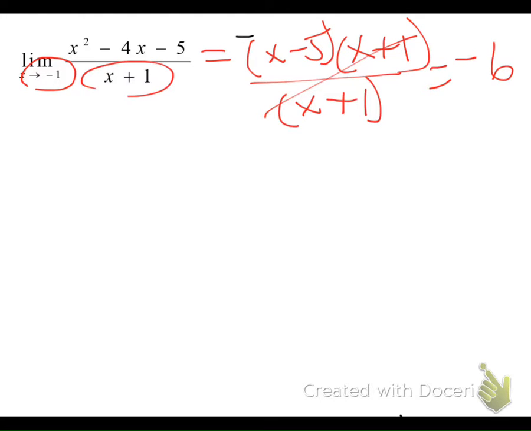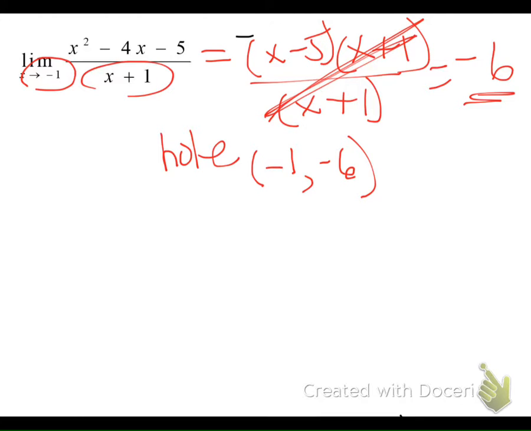So, what does that mean? The answer to the question is negative 6. Graphically, it means that when x was negative 1, there's a hole at the point negative 1, negative 6. How do I know there was a hole? Because I had to cancel. Okay, when you cancel that factor, it means division by 0 would have happened. And so when x is negative 1, there's a hole at negative 1, and the height of that hole is negative 6.